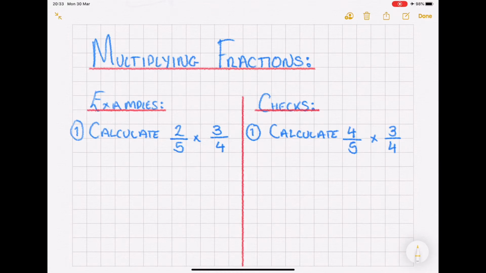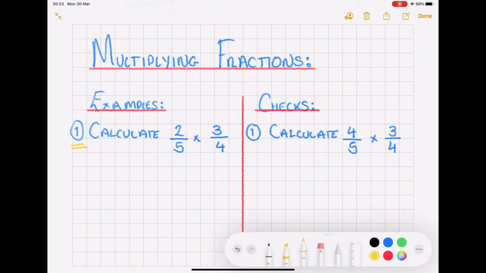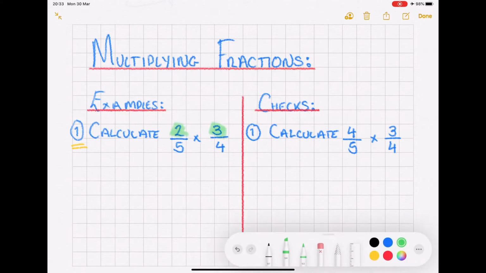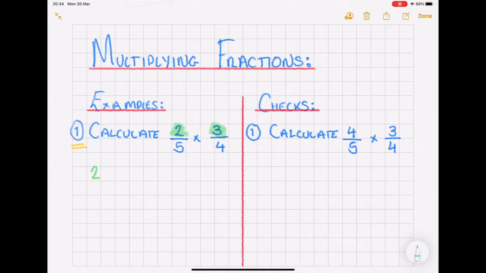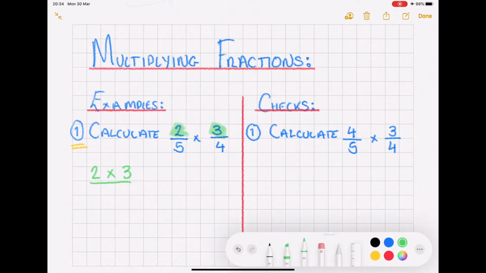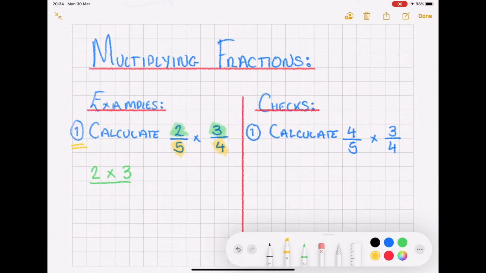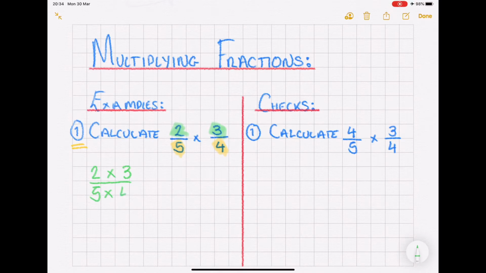So let's look at this first example here. Calculate 2/5 multiplied by 3/4. To multiply fractions, we take these two top numbers, known as the numerators, and we multiply them together. So 2 times by 3. And then we put that over the two bottom numbers multiplied together, these two here, known as the denominators. So we do 5 times by 4.